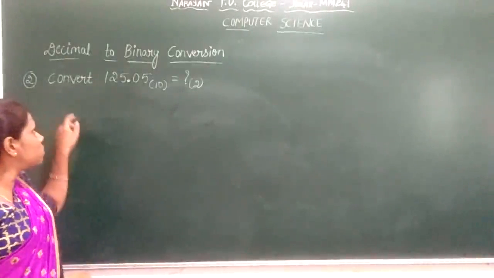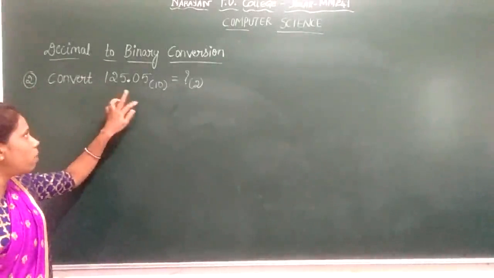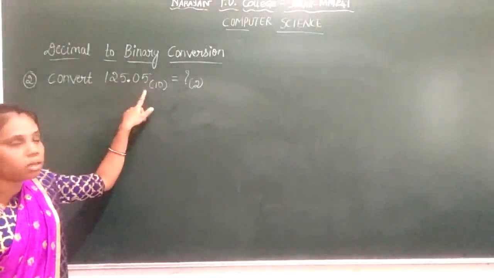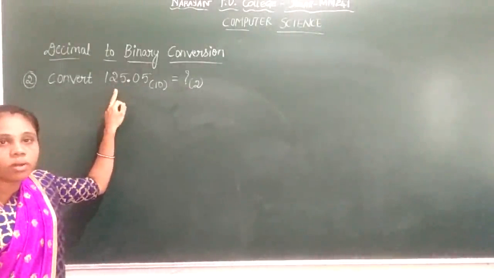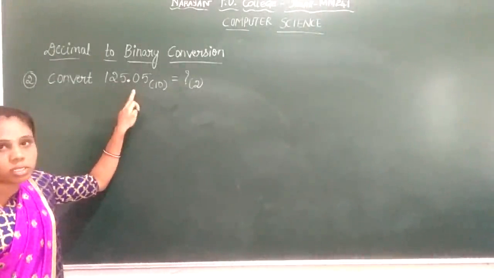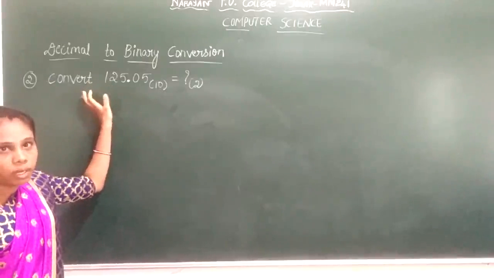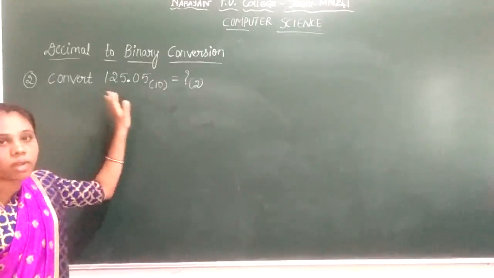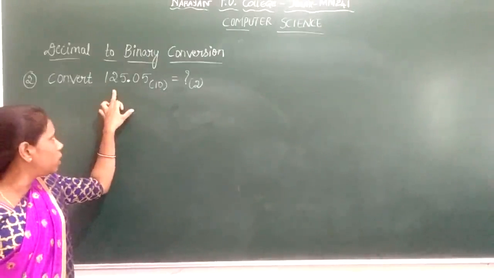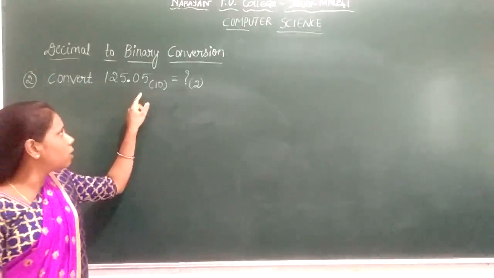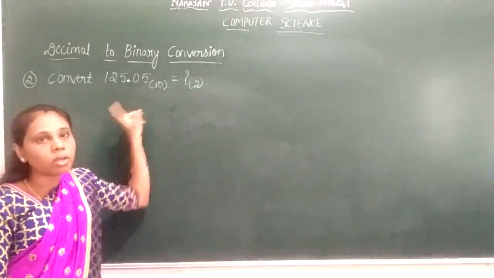Okay. Next we will see the fractional part. It has both integer part and fractional part, that is 125.05. When we have both integer and fractional parts, you should take the integer part separate and the fractional part separate. Afterwards you should divide the integer part by 2 and multiply the fractional part by 2.